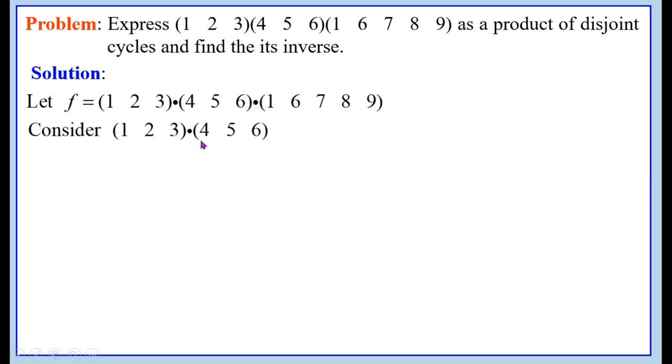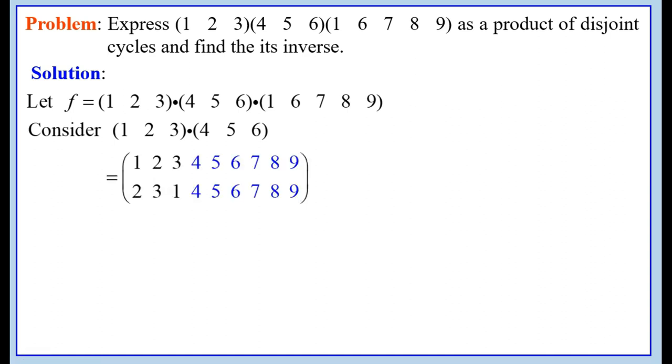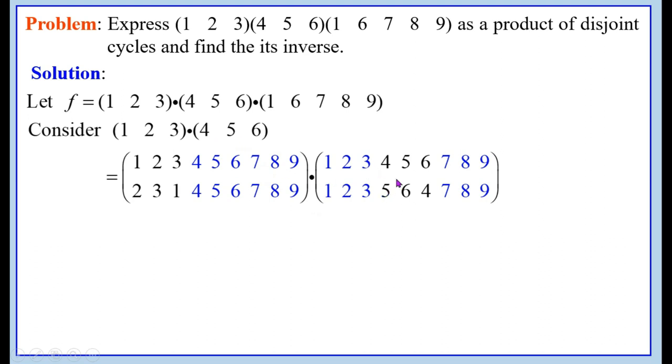Similarly, in the second cycle, it has elements 4, 5, 6. Here, the numbers 1, 2, 3, 7, 8, 9 are missing. Therefore, they are nothing but identity permutations. And hence, these two permutations can be written as 1 2 3 4 5 6 7 8 9, where 1 goes to 2, 2 goes to 3, 3 goes to 1, and 4, 5, 6, 7, 8, 9 are identity permutations. The second one has 4 goes to 5, 5 goes to 6, 6 goes to 4, and 1, 2, 3, 7, 8, 9 are identity permutations.